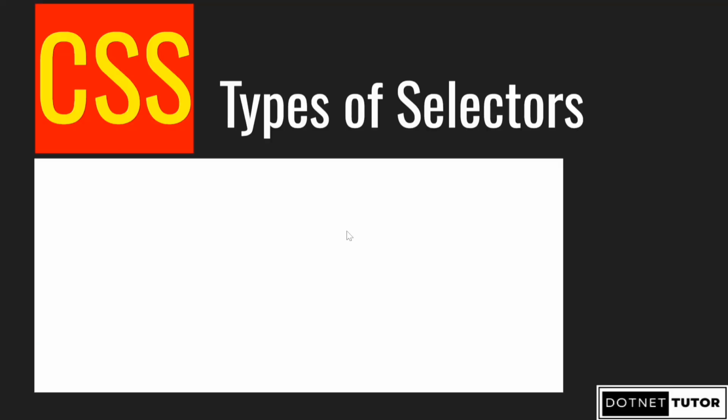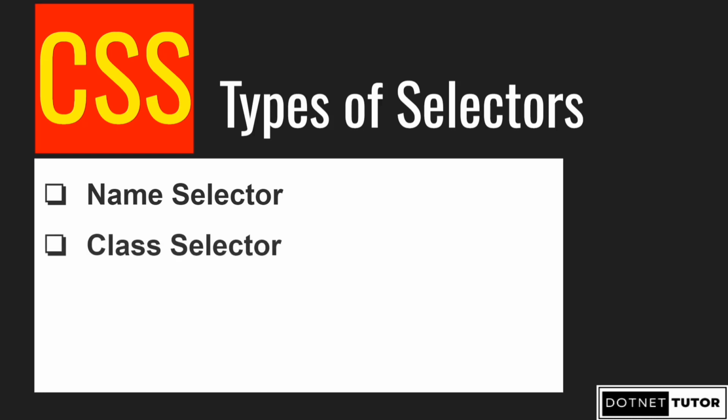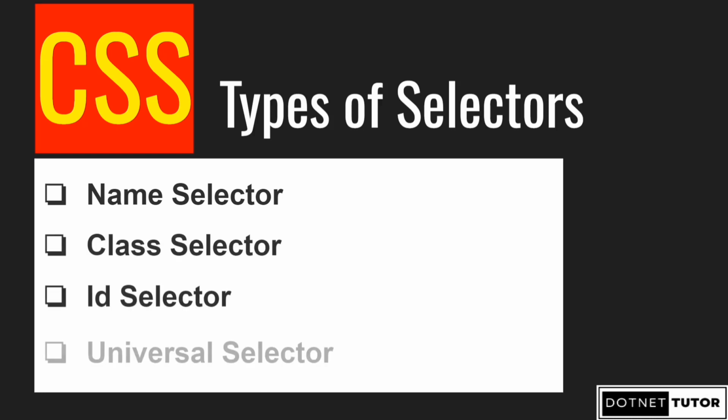In this video, we are going to see about selectors and the total types of selectors we can see. One of the selectors is the name selector, and then the class selector, ID selector, and universal selector. So let's see them one by one.